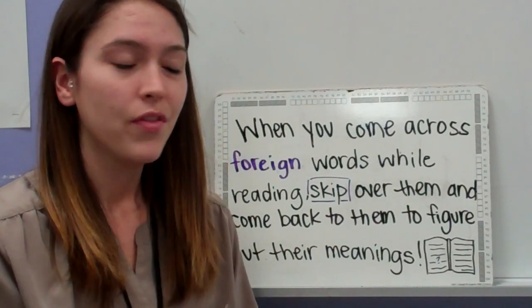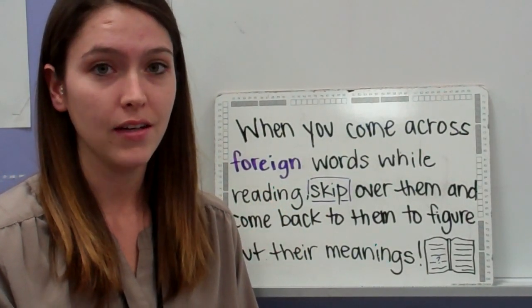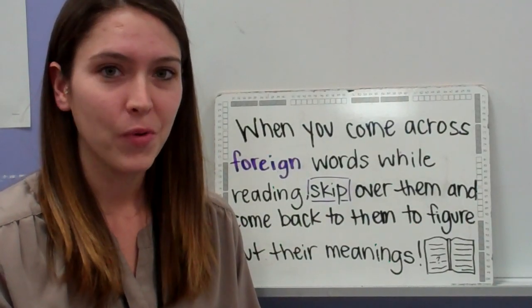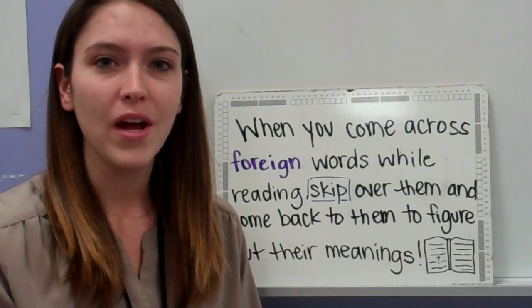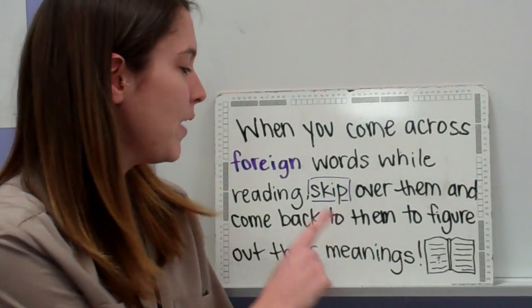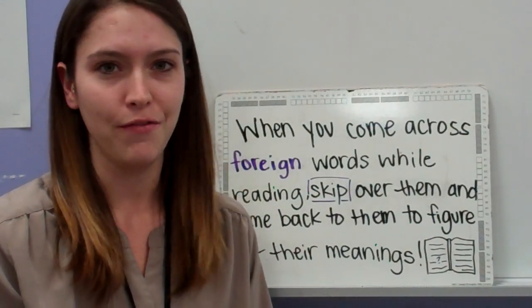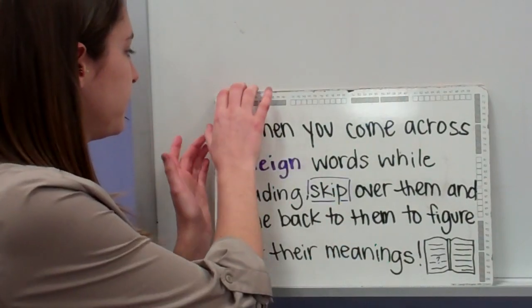So we know that the word foreign means words that we don't really know the meaning of yet. But to help us out, we're going to use this strategy of skipping over unknown words, reading the rest of the sentence, getting some more clues about that word, and coming back to that word to see if we can figure out its meaning. Let's try this strategy with a new sentence.